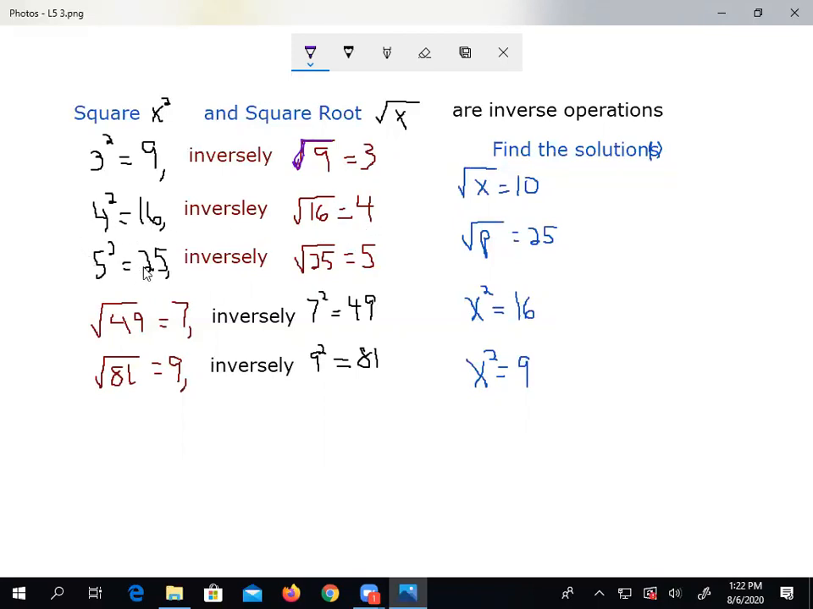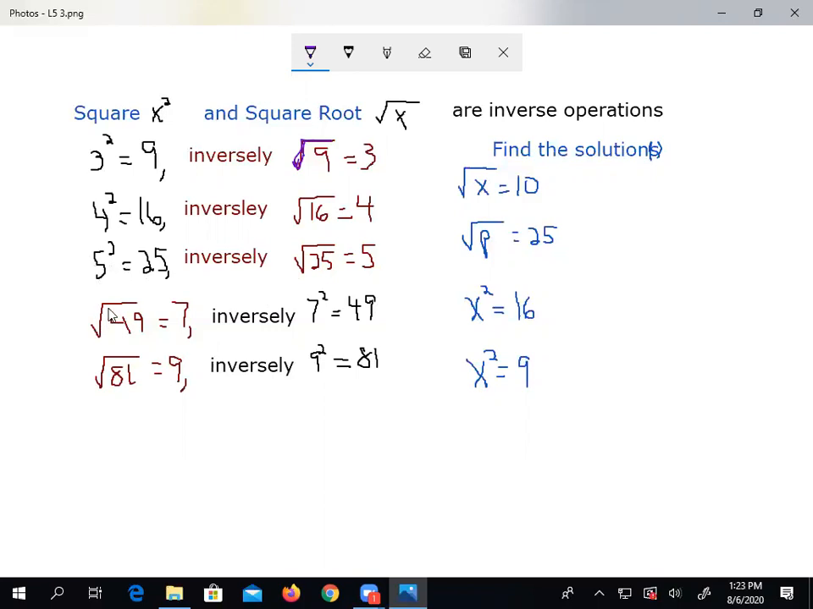5 squared equals 25. Inversely, the square root of 25 is going to get me back to the 5. That's what it was actually squared that gave me 25. So this isn't division. You have to understand that whatever squared gives me a number, the square root is searching out for that. And that's not necessarily division.